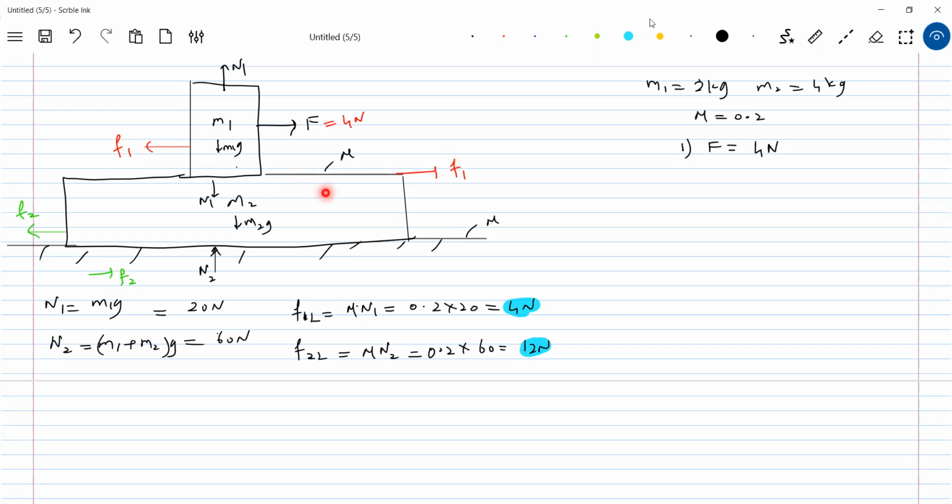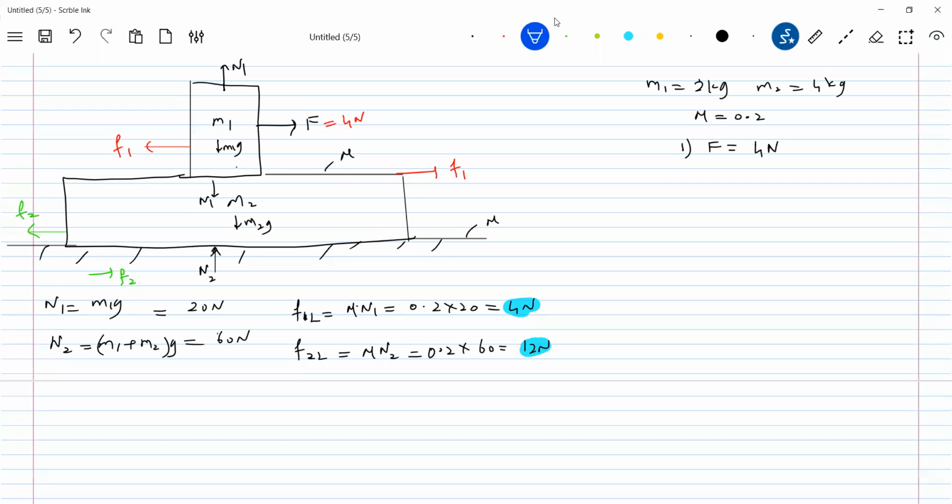Sir, then why are you showing this one? As this block is there, the block can undergo displacement. So therefore I have to show the friction acting on block M2, F1. Then very next thing we are going to assume now: 4 Newton are applied. So what is F1L? Again, the same value. So is it that block M1 can shift? Motion impending. So you can say that motion is impending. So how much frictional force should act here?